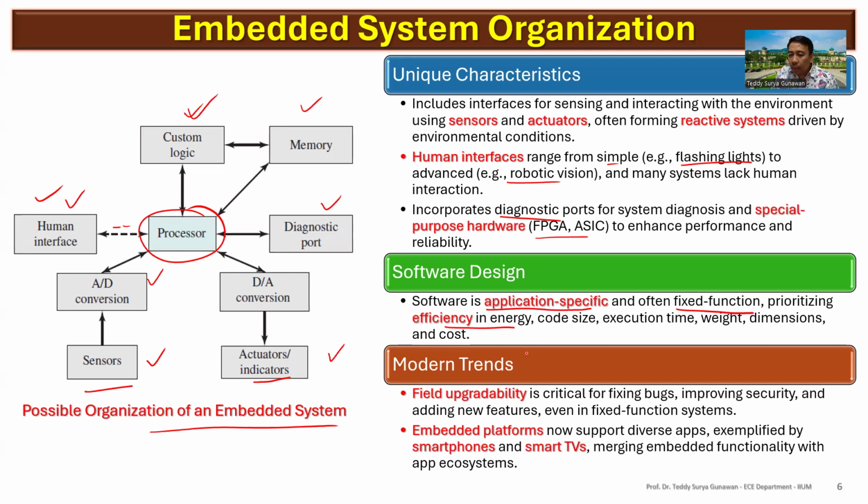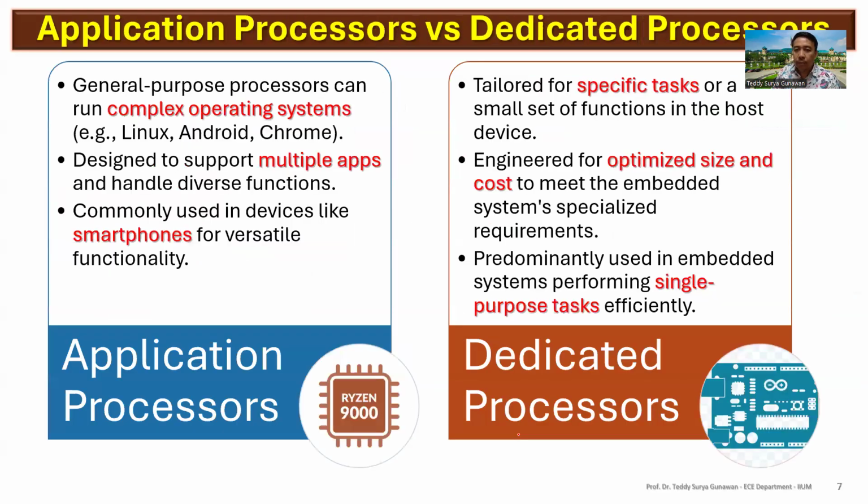And then in modern terms, field upgradability. For example, you can update the firmware on any embedded OS to improve security, fix bugs and errors, add new features, and so on. As of now, embedded platforms support diverse applications, such as smartphones and smart TVs.